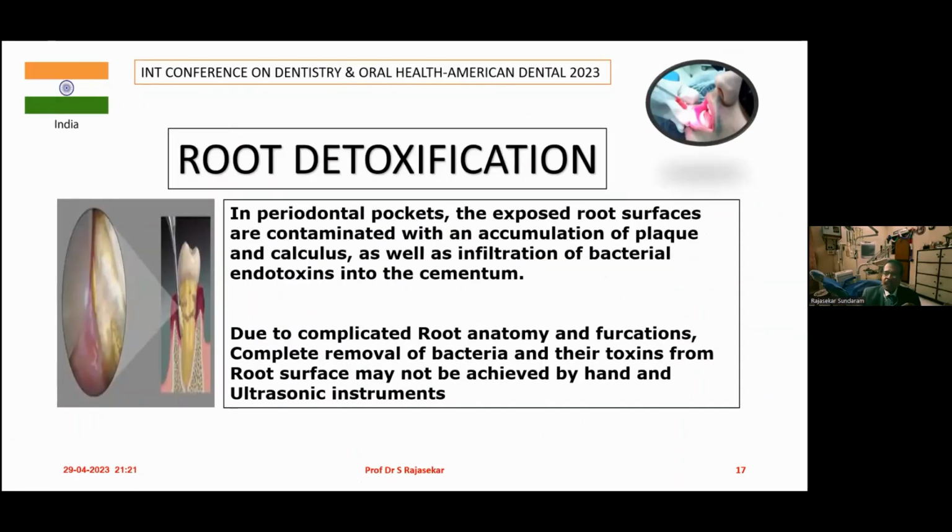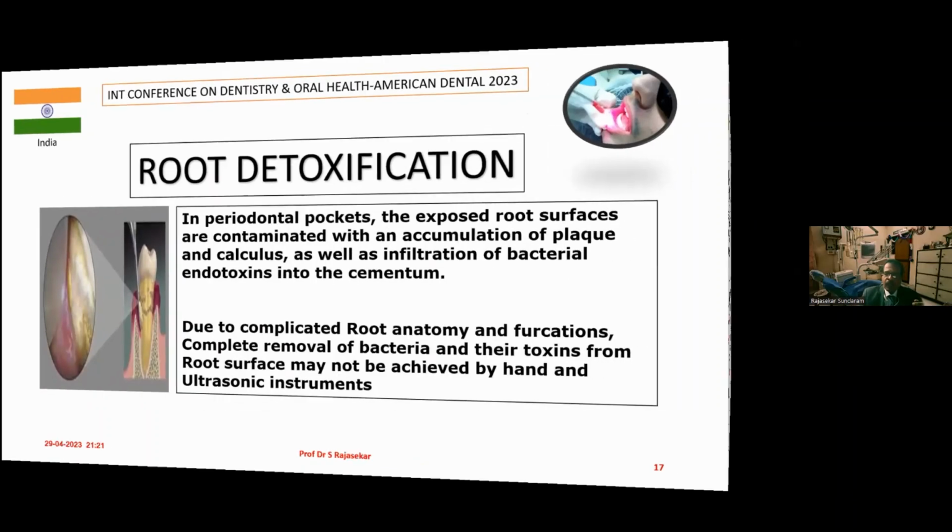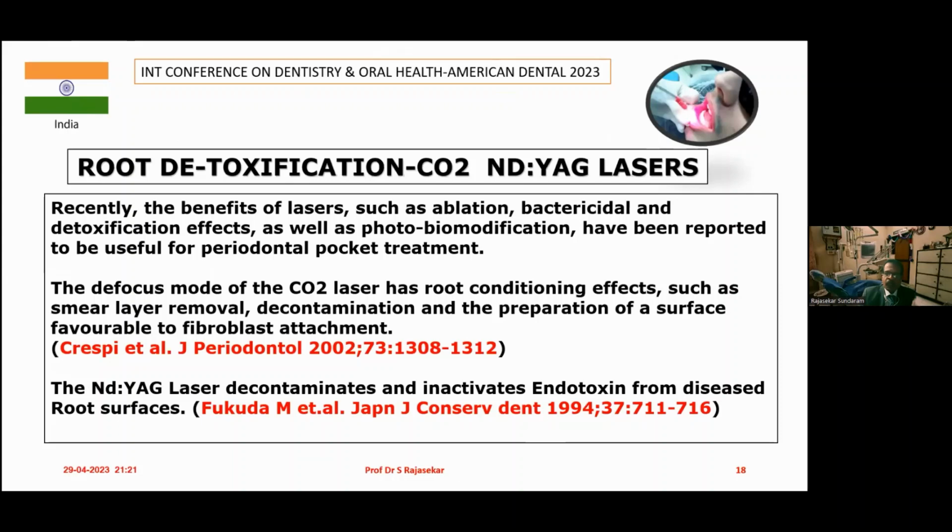So root detoxification is one more important aspect of periodontal treatment, because exposed root surfaces are always contaminated with plaque and the bacterial biofilm. So this biofilm and the endotoxins have to be completely removed from the root surface to enhance new attachment or attachment of cells. So root detoxification can be performed by using different lasers, like CO2 laser in a defocus mode is very good. They remove the endotoxins and provide space for new fibroblast attachment.